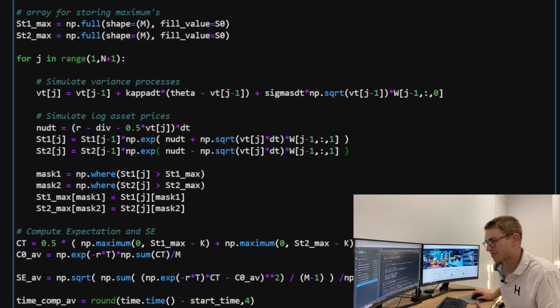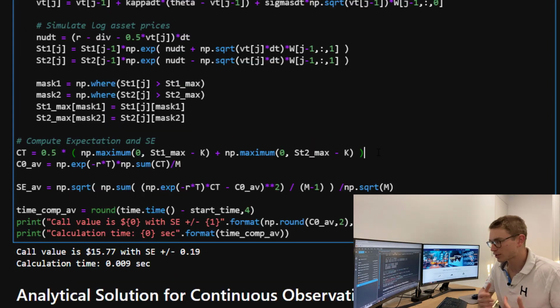So now we're going to create that mask, and where the price has respectively increased over the previously observed max, we replace it, and we do the same for both the assets 1 and 2. So once we've done that, then we take the expectation of both of those circumstances. So it's just a half times the first circumstance payoff plus the second. So it's like we have a portfolio of 2 perfectly negatively correlated assets. We then just take the discounted expectation of that payoff of the portfolio, and we can see that we get a call value similar to before of 15.77, but now we have a significantly reduced standard error of 0.19.